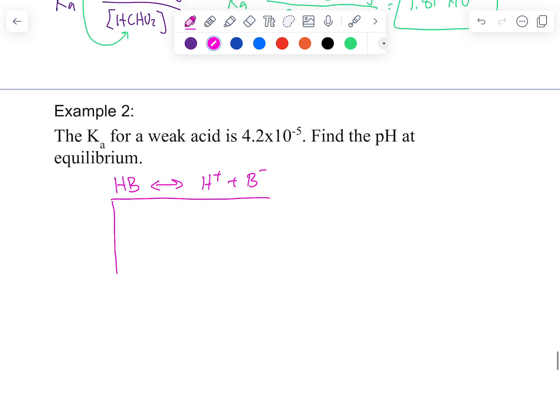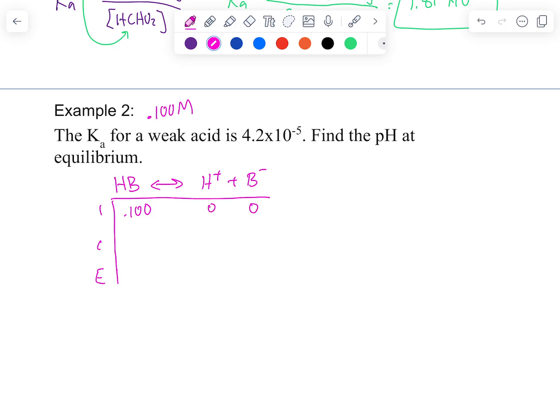Now, we need an initial concentration as well. We're going to say this is 0.1 molar because that is a standard concentration. Usually there's an initial concentration given to you in the prompt. In this case there isn't, but I'm just going to use 0.1. There's nothing of the products at the beginning.